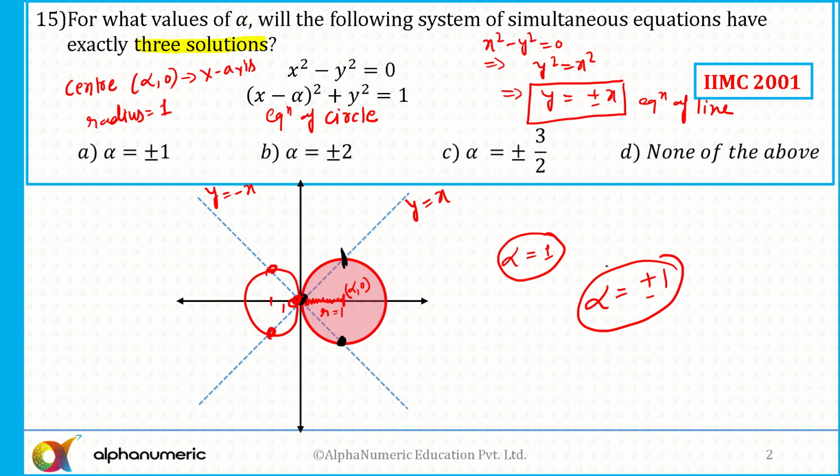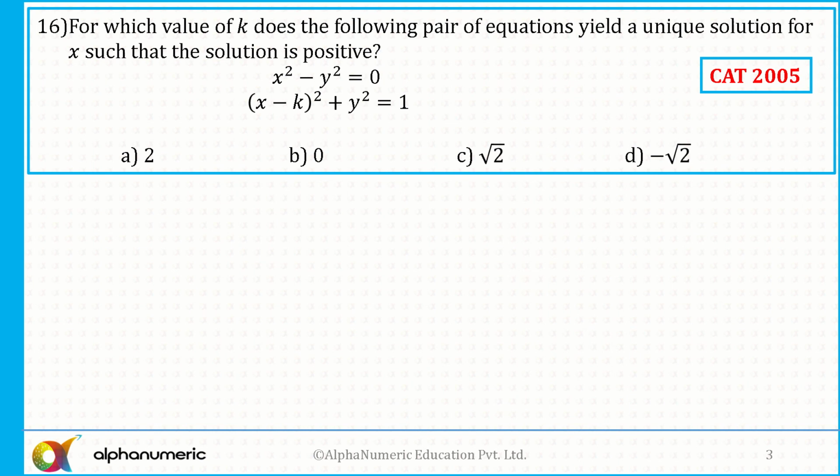Now, let's move to the next question. Again, the same thing. It says: for which value of k does the pair of equations yield a unique solution? We need a unique solution for x, such that the solution is positive here.